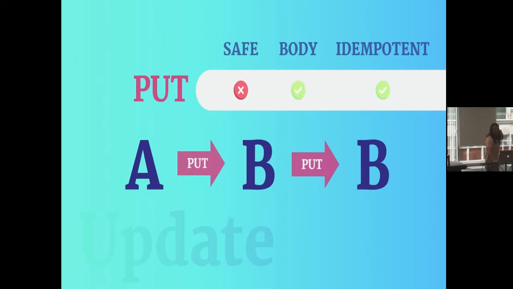And then we've got, so this is what put looks like. The exact same put request. This is only one put request being made here, twice though. A goes to B. That's the first change. And then B goes to B, goes to B, goes to B. That's idempotency.